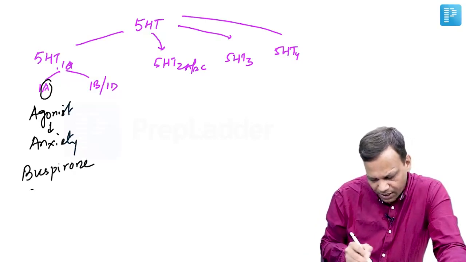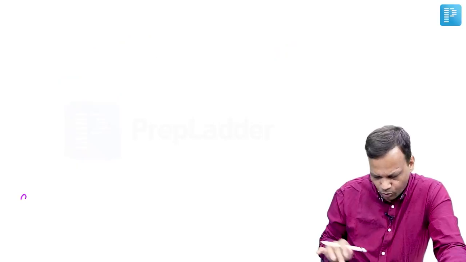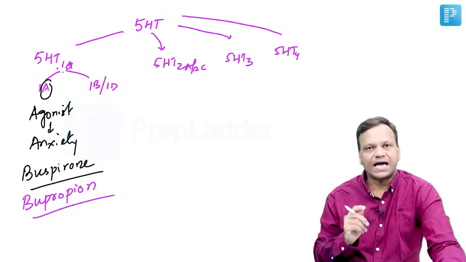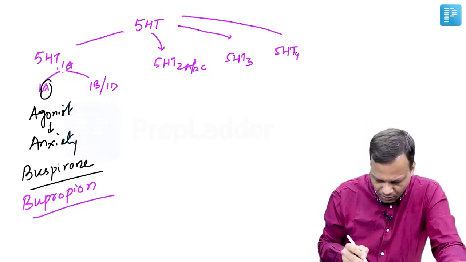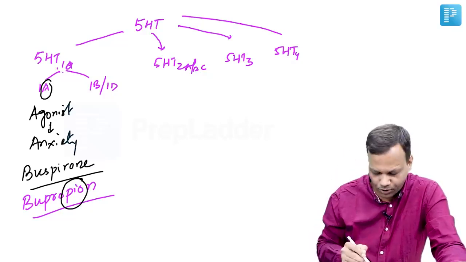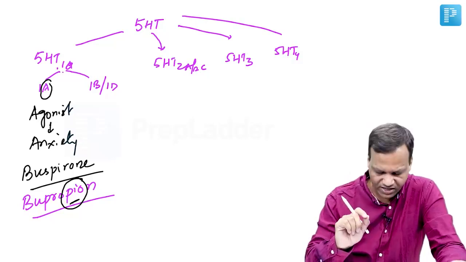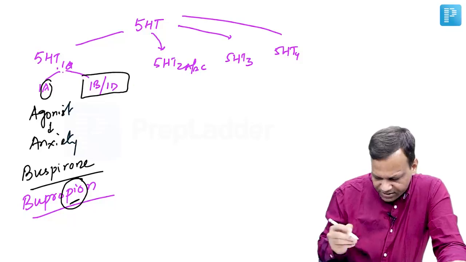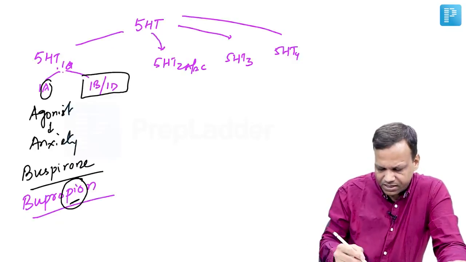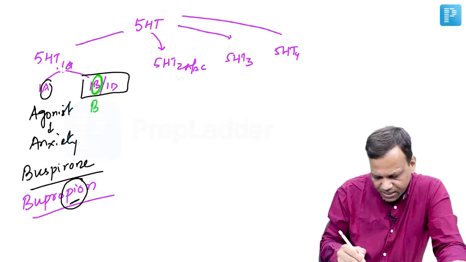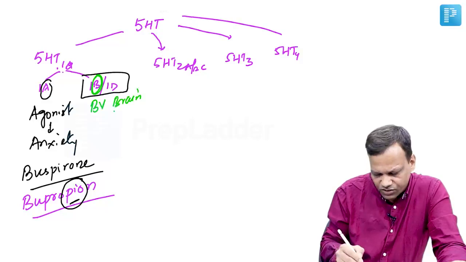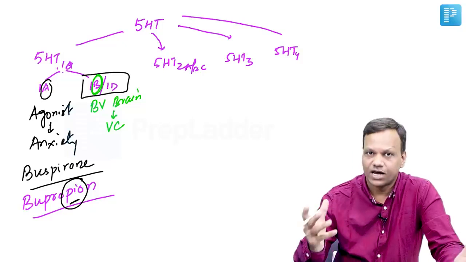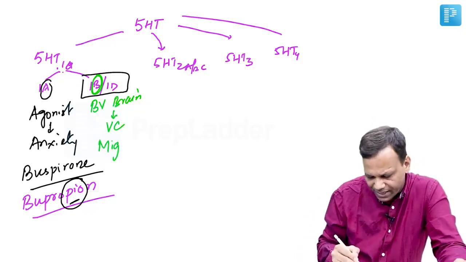Buspirone. Remember another drug with very similar name, which is bupropion. It is not for anxiety, it is anti-smoking drug. From the name you can remember PION. So PION means anti-smoking, whereas buspirone is anti-anxiety. Then 5-HT1B 1D receptor, they are present in B for blood vessels of brain. They are present in blood vessels of brain and they cause vasoconstriction. And in which condition we want to cause vasoconstriction in the brain? Yes, for headache. So these are the drugs which are used in migraine.